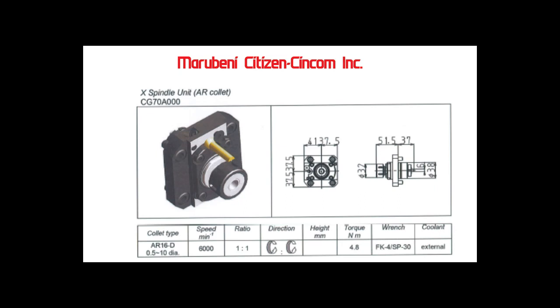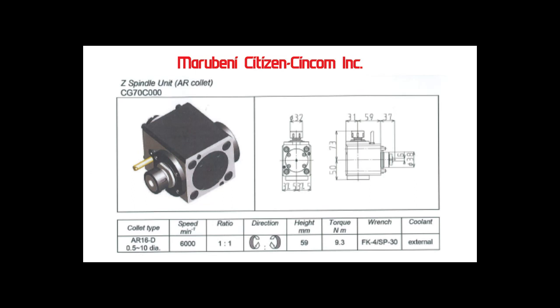Here we're seeing a typical cross drilling unit that uses ER16 collets. This is showing external coolant. As I say, we do have coolant through the turret, so the coolant would get piped out of here. And there are tool holders that will go through the tool. A third party vendor would supply those.